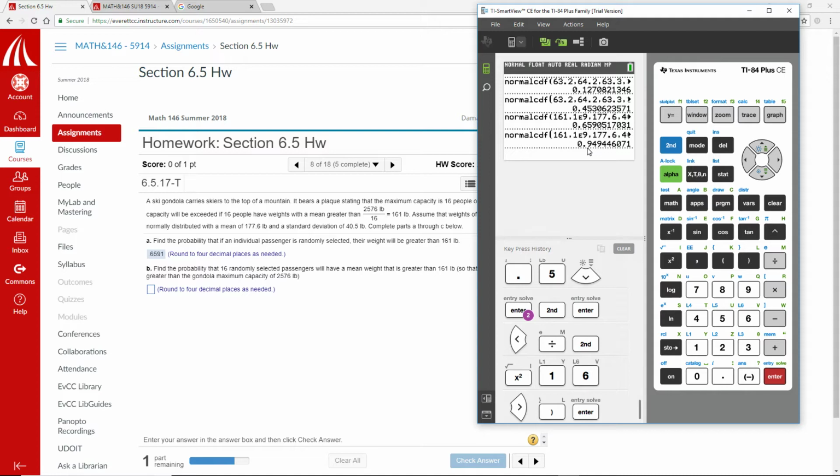Oh, well, it's point... I mean, it's like 95%. So it's like 5% that it will not happen. But this makes sense, okay? So the probability is really high that if you got 16 people in there, there's a chance that they have a mean weight greater than 161, which means it's at capacity.